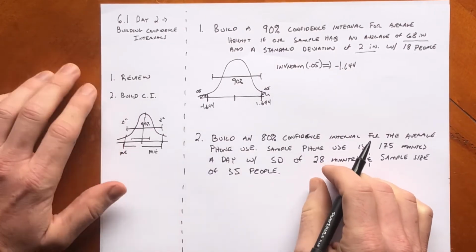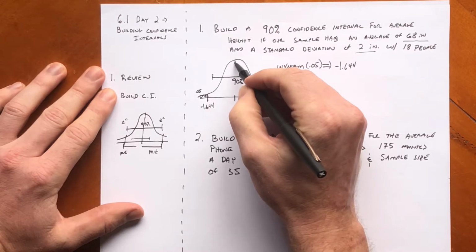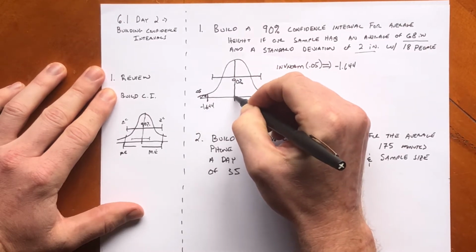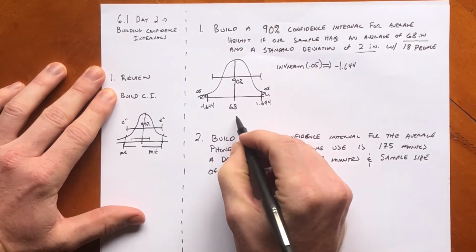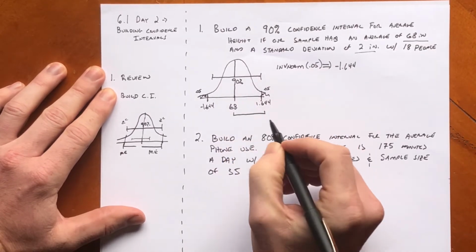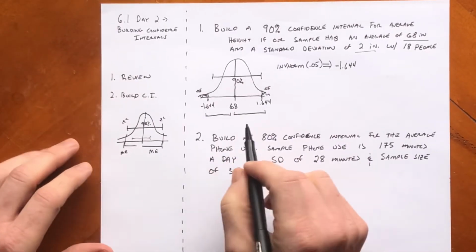Okay? Now what we have to do is we have to find our mean. So we know that the mean, they told us, was 68. So basically I'm going to have a number and I'm going to add 68 to it, and I subtract 68 from it. I have to find what that margin of error is.